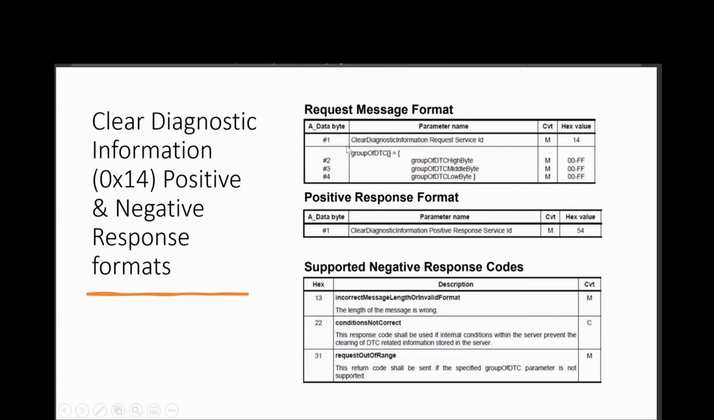This is the request message format for this CDI, clear diagnostic information, that is 14, followed by, as I told, 3 bytes. These 3 bytes represent the P code, which is nothing but the DTC code. If it is a powertrain, we call it a P code. If it is a body, we call it a B code, but generally we mostly call it a P code only. And the positive response will be 14 plus 40 added, that is 54. So it is a positive response, and the supported negative responses are common, as we discussed earlier.